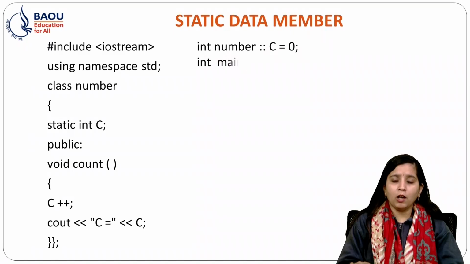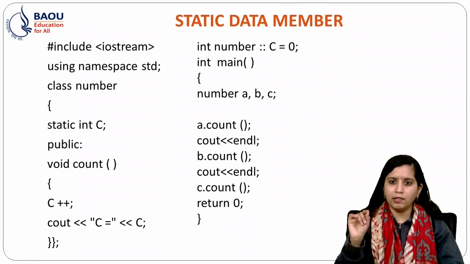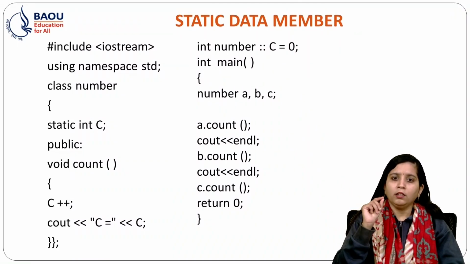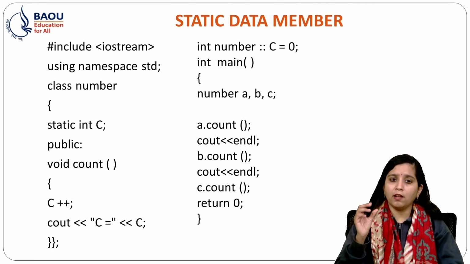And over here I am incrementing my C variable and just printing my C variable. Now int number, scope resolution operator, C is equal to 0. Why scope resolution operator? Because C is our static data member, so we can use the scope resolution operator over here. In int main, I have declared 3 objects, that is A, B and C. At first, A dot count.